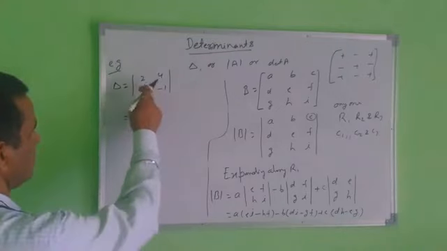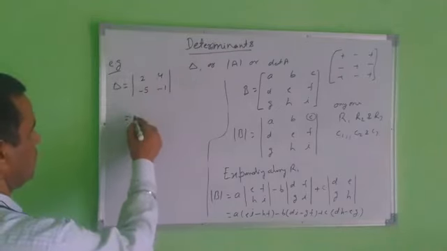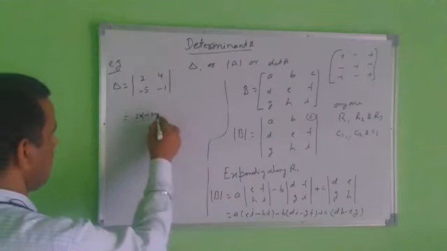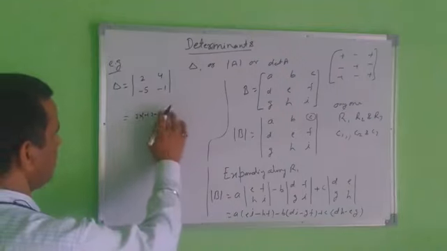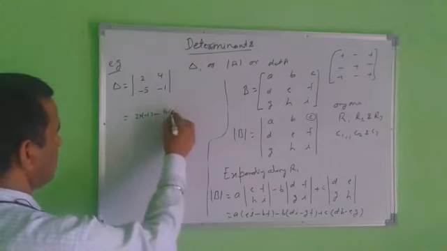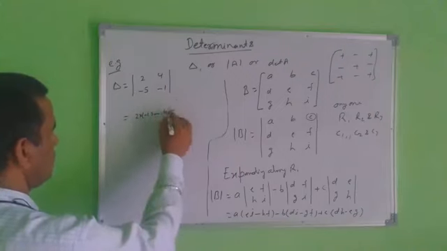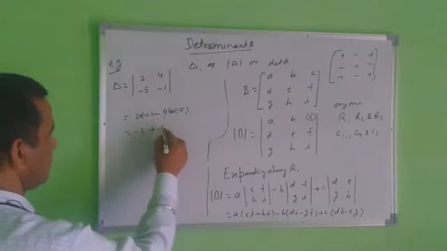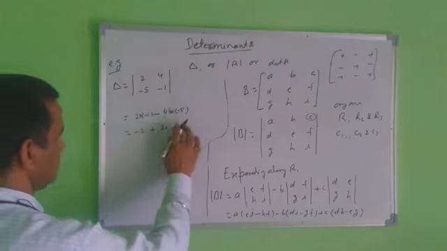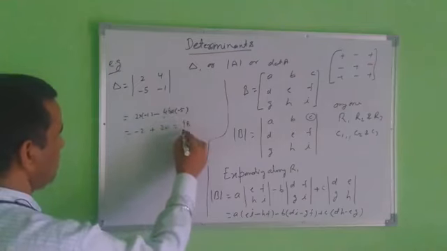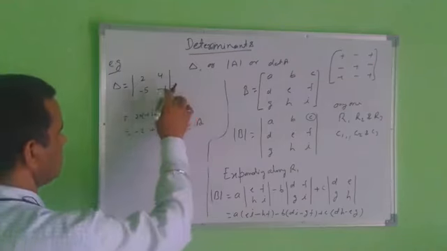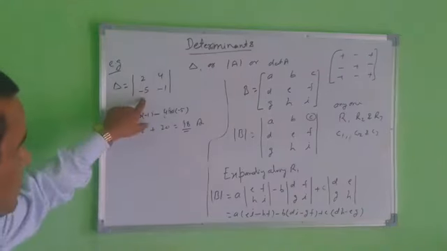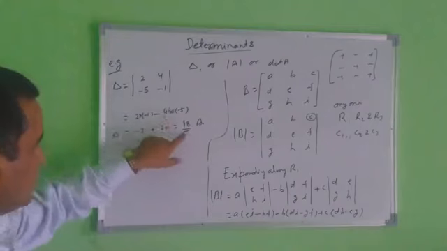First of all, you multiply 2 into minus 1, so minus 2, and then minus 4 into minus 5, so plus 20. So minus 2 plus 20 is 18. This is the answer, the definite value of this determinant. The fixed value of the determinant is 18.